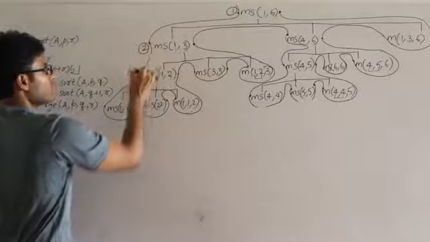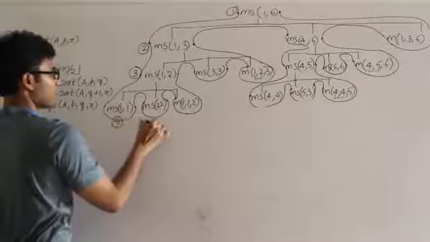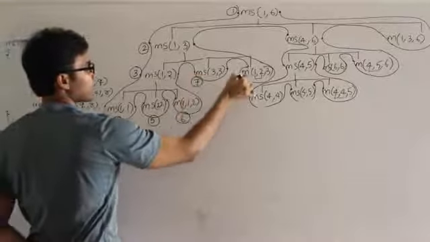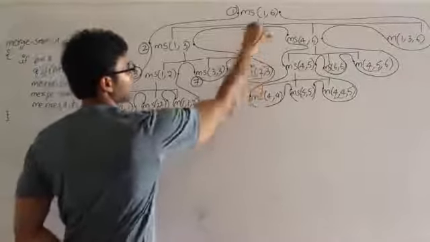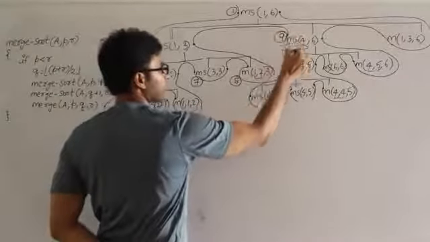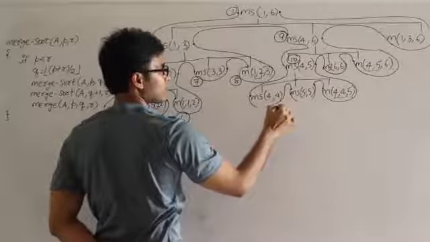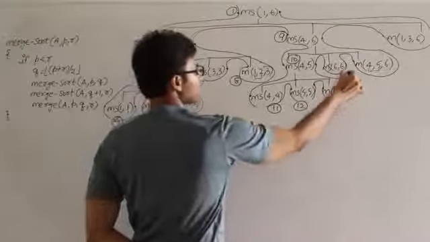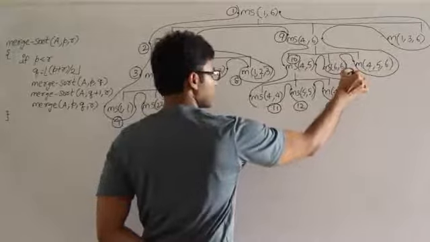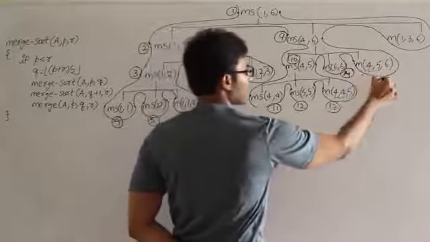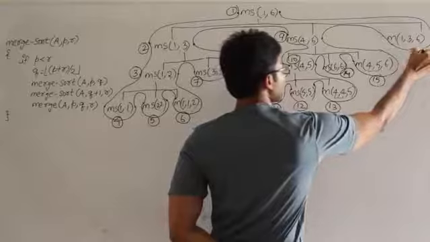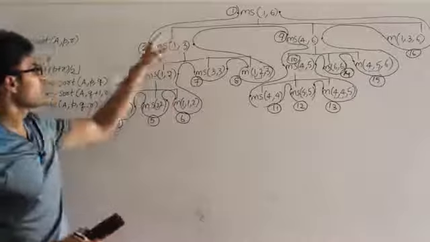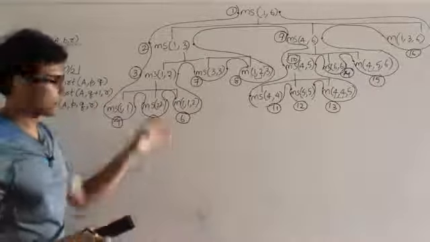2, 3, 4, 5, 6, 7, 8, 9, 10, 11, 12, 13, 14, 15, 16. Okay, so totally 16 function calls are required, and these function calls are made in the order I have shown you, according to the numbers, right?